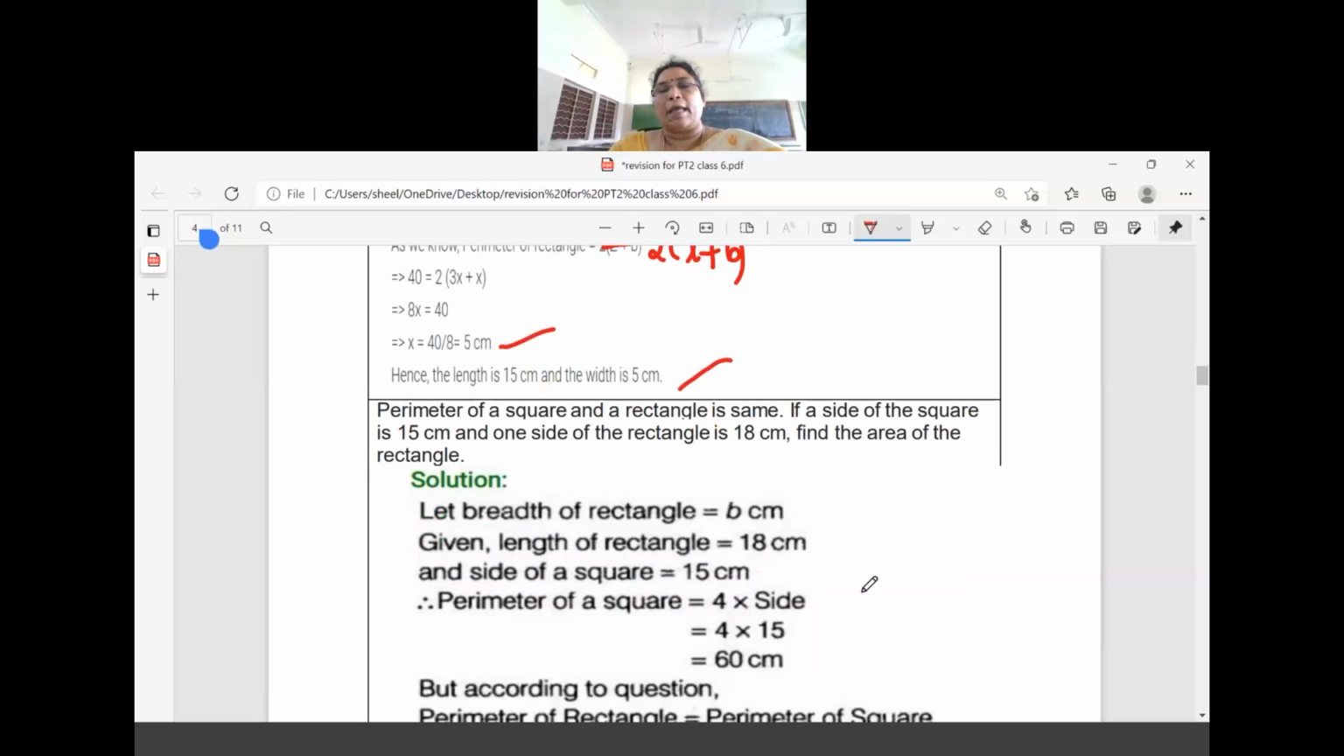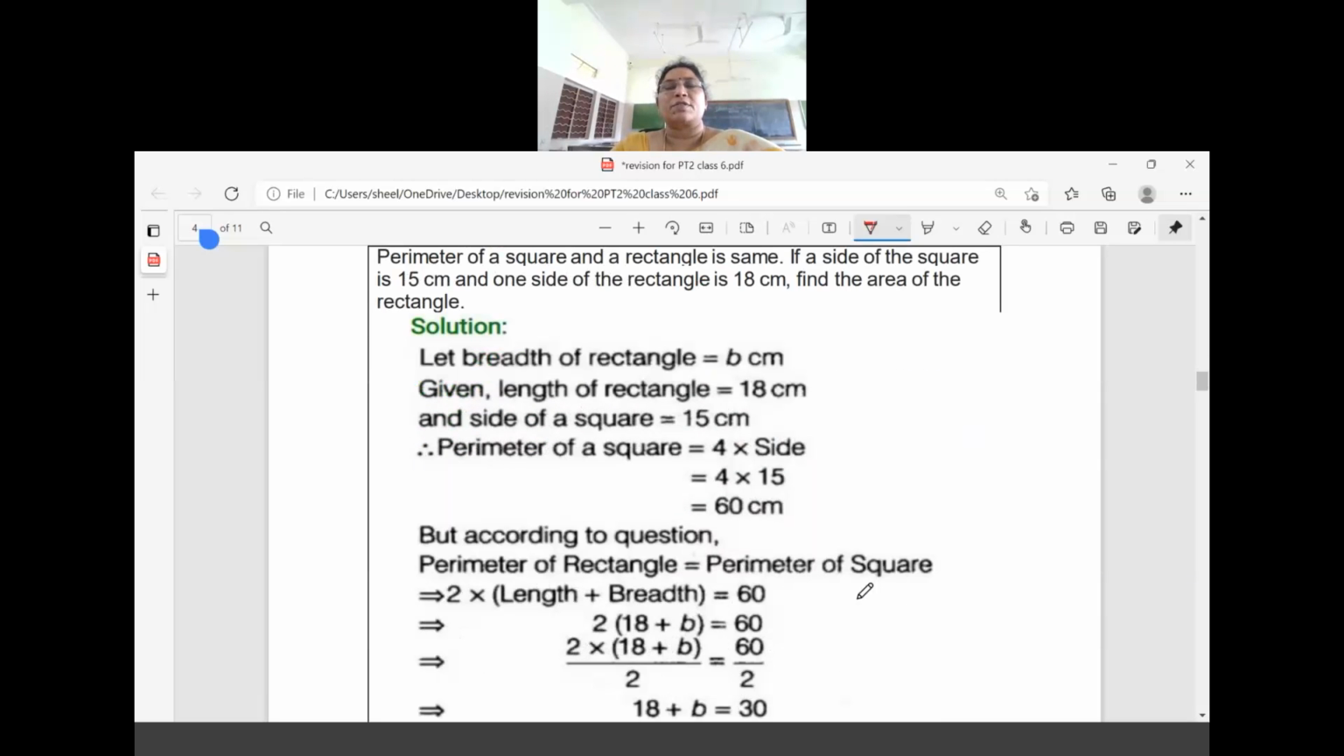Perimeter of a square and a rectangle is same. Side of the square is 15, one side of the rectangle is 18. Find the area of the rectangle. So what is given in the question? Perimeter of the square and rectangle is same. The side of the square is 15 and side of the rectangle is 18. Find the area of the rectangle. Area of the rectangle, you know that.